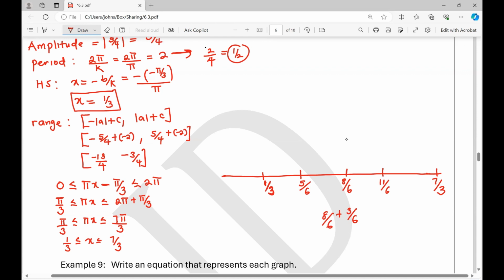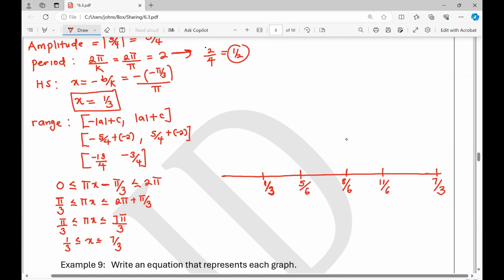Now, from this 11 over 6, you add half again, which is the same thing as 3 over 6. And you see that this will give us 14 over 6, which is just 7 over 3, okay? Which will give us this one. Now you have the 4 intervals already, okay? Now we have these 4 intervals.